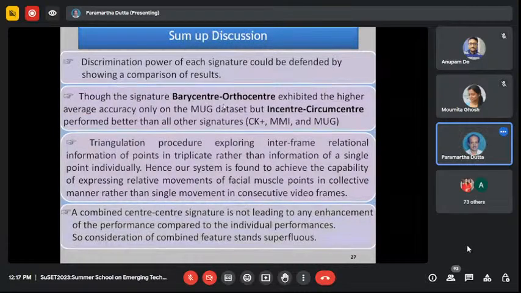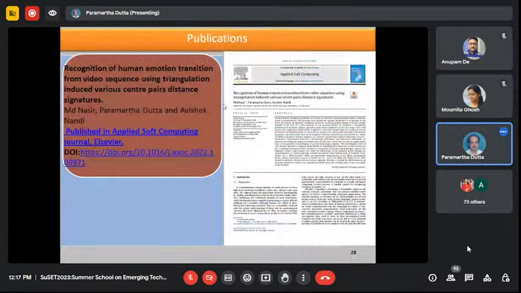So to sum up, we have already summed them up. These are all the findings of this particular methodology. I am not going to discuss it further because this is what we have already discussed. Coming to the publications, this is the publication that could be achieved out of this particular reporting.